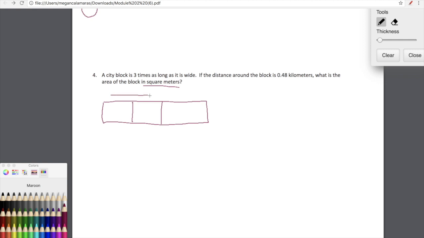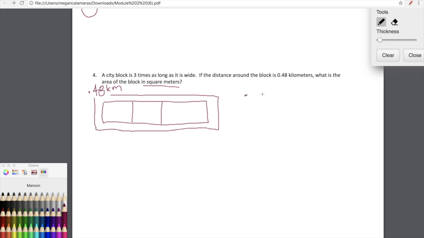We've been given this information. Another word for distance around something is perimeter. The distance around the city block is 0.48 kilometers. Okay. Here's the deal. We want our final answer to be in meters, so let's go ahead and convert 0.48 kilometers into meters.